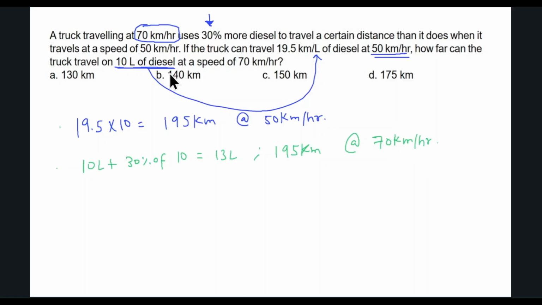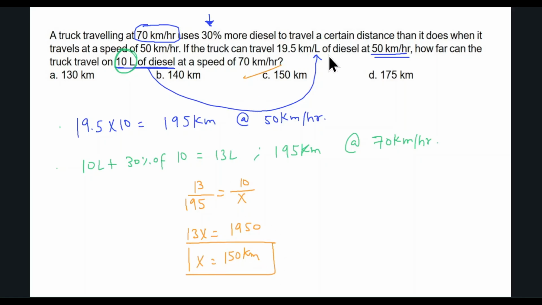But they need to know how far it can travel on 10 liters of diesel, right? So now we can use the unitary method, or it's just a proportion. I mean to say that 13 liters is meant for 195 kilometer. So 10 liters is meant for how many kilometers? Cross multiplying, 13x will be equal to 1950. So the value of x comes out as 150. So 150 kilometer is what it can travel in 10 liters at 70 kilometer an hour. So the correct option is C.